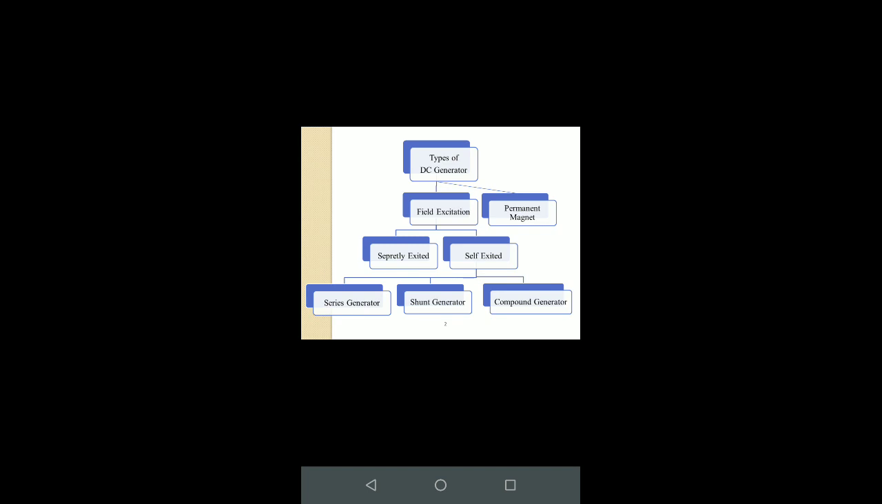This is because if the field winding is excited by a separate device, a separate DC input, then it comes under separately excited system. If the excitation is done by the same device, nothing but our armature arrangement, armature, field winding, and the load are all connected together without any external supply, that means the excitation is done in the system without any external device, it is considered self-excited. And this self-excited is further divided into series generator, shunt generator and compound generator. Now we shall discuss all these types in detail.